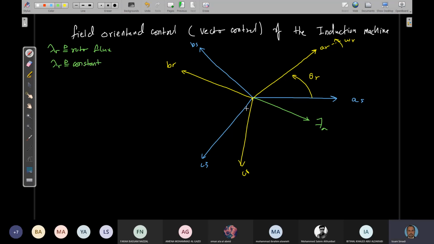Now we know that the flux is rotating by which speed? Lambda r is rotating by which speed? Synchronous. The synchronous speed, yes. So the flux is rotating by the synchronous speed. So this one is rotating by omega e, and omega e is the synchronous speed.